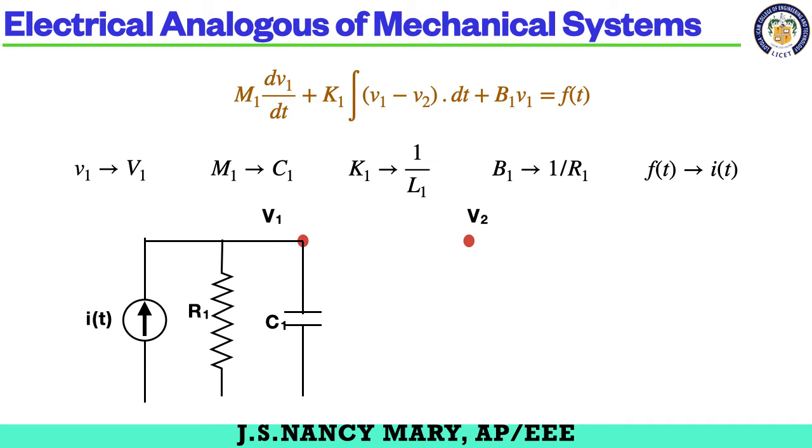Now if you see, the K1 is connected between two masses. So the inductance is connected between the two masses V1 and V2. So we have drawn the first node.